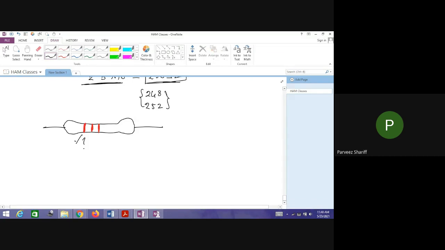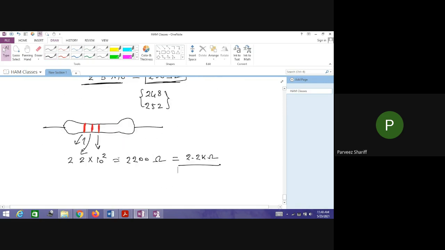So first is 2. Again it is 2. And this I told you it should be 10 to the power of, so it is 10 to the power of 2. So what do we get? 2200 ohms, we can also write this as 2.2 kilo ohms. Fine. So everyone has understood. Very nice. Fantastic. Congratulations.